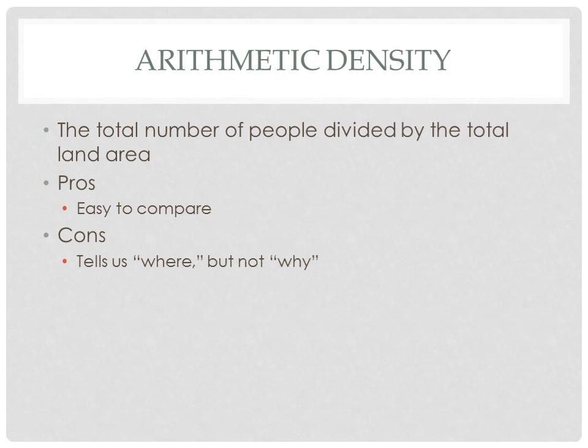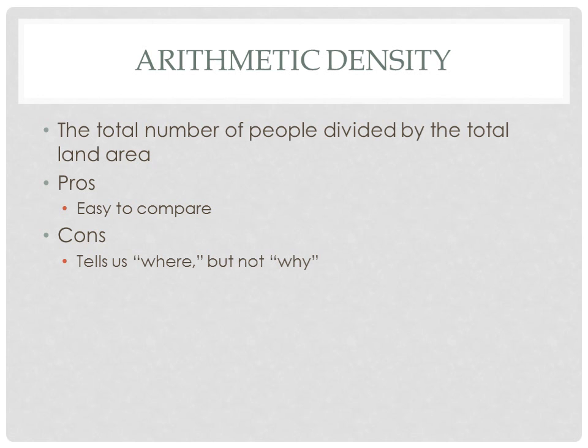Now, on the positive side, this is really easy to calculate because those numbers are readily available. It's just total number of people divided by total land area. On the negative side, though, it doesn't really explain why it is what it is. It tells us where, it doesn't really tell us why.